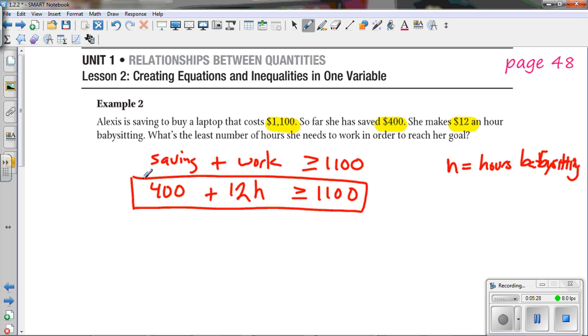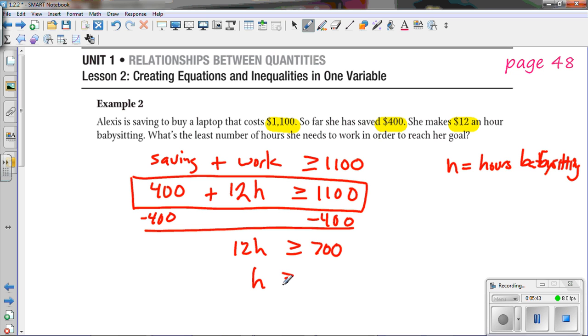So what we have to do first is, let's take off the 400 that we have already saved. So by working, she only has to save $700. Now when we divide by 12, we figured out, all right, we need to save at least 58.33 repeating. Okay, so 58 and a third. So roughly, you're going to say, oh, I need to work 58 and a half or 59.